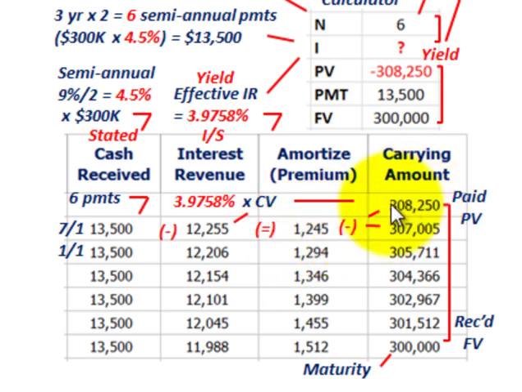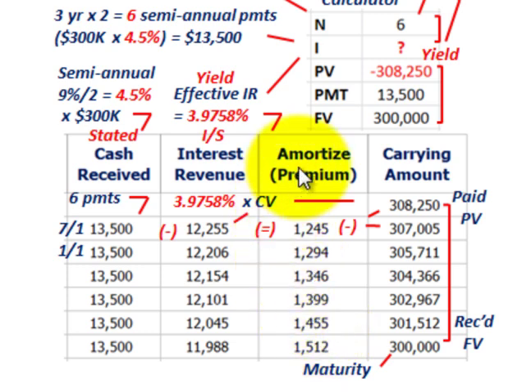Subtract that from your beginning balance of $308,250. You get your new carrying amount for the next period of $307,005. And then just proceed on using this effective interest rate times your new carrying amount. That's going to give you your interest revenue for the next period. Compare that to the cash amount, and that's going to give your amortized premium. And just continue on. Subtract that amortized premium for the period from your beginning carrying amount, and you get your new carrying amount, and then just continue on amortizing it down.